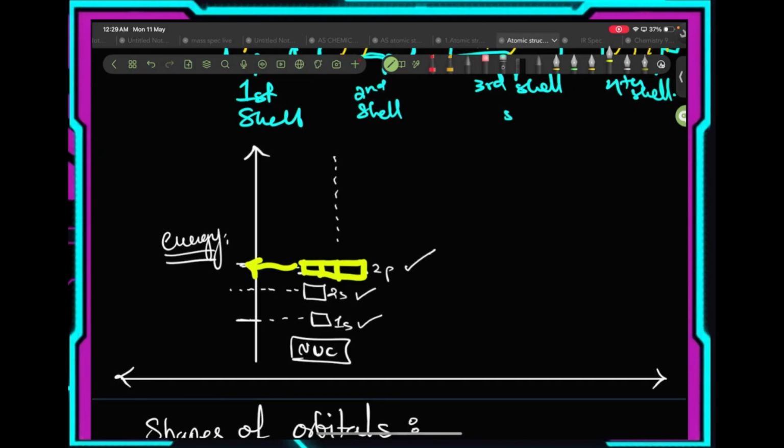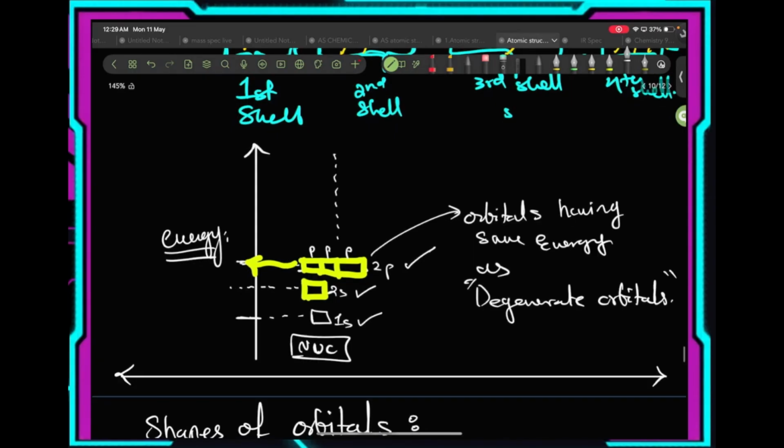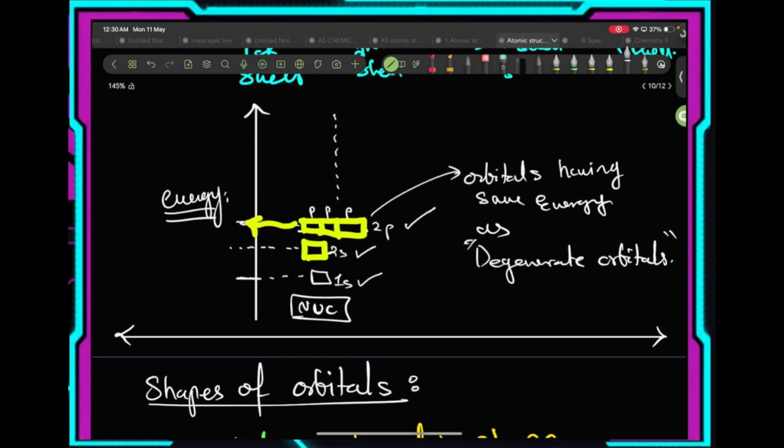Yes. But are they at a different energy level compared to the 2s orbital? Yeah, they have greater energy than the 2s orbital, but all these three p orbitals are at the same energy with respect to each other. And we call orbitals having the same energy degenerate orbitals.